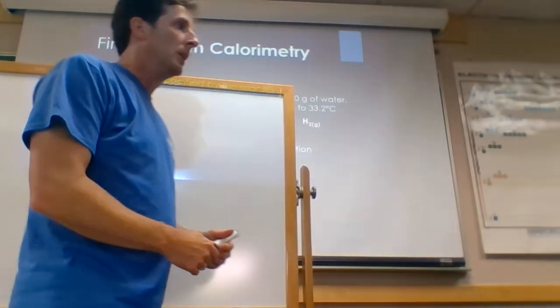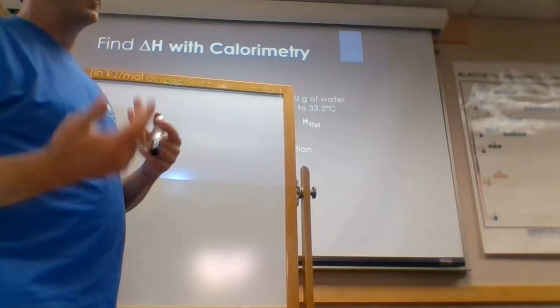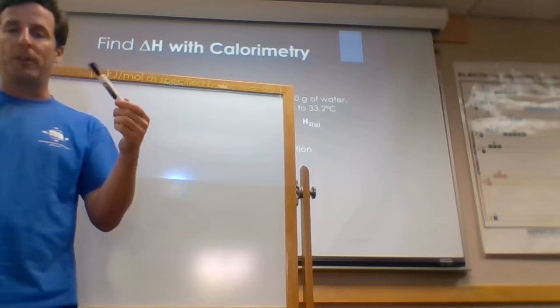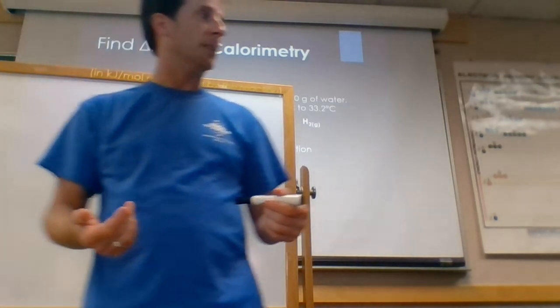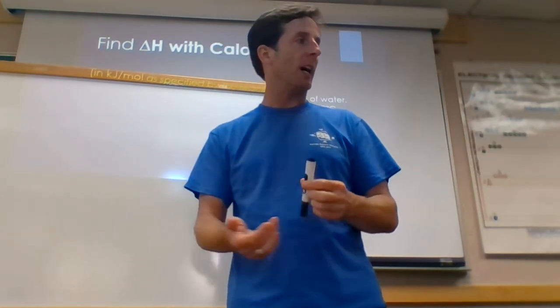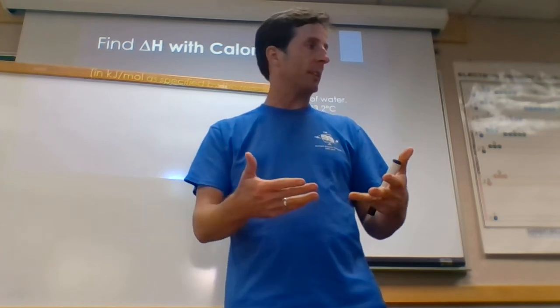Okay, so I'm dropping 0.15 grams of sodium into 50 grams of water. Sodium is an extremely reactive metal, so they'll react right away. It's a single displacement reaction, and the reaction is given: Na plus H2O yields sodium hydroxide and hydrogen. So we're trying to find delta H using the data that's collected.